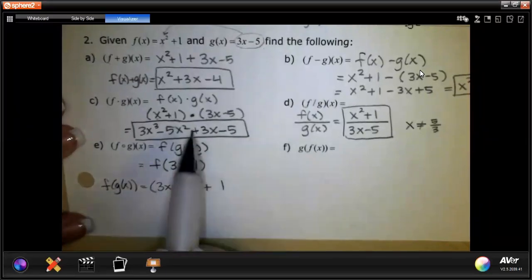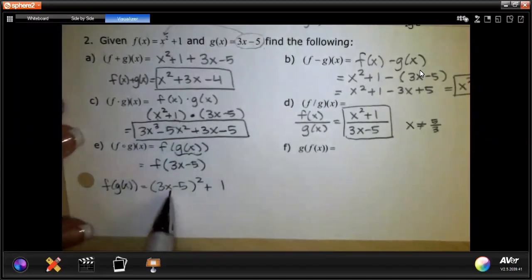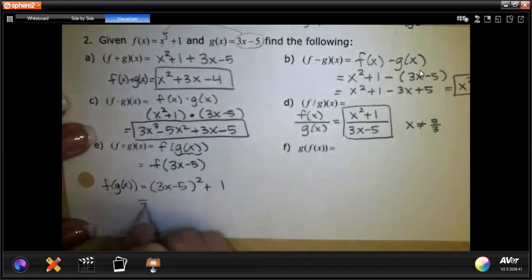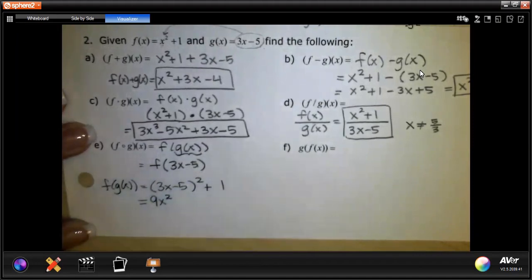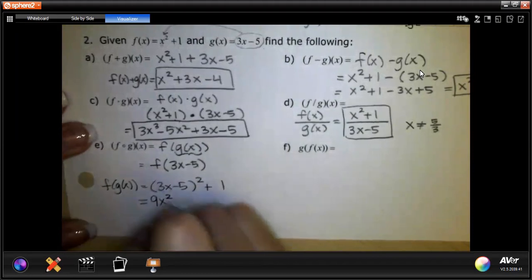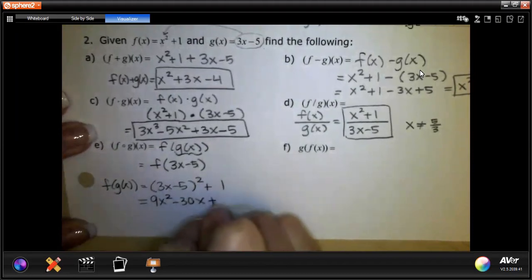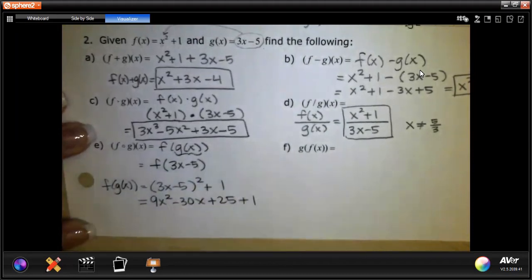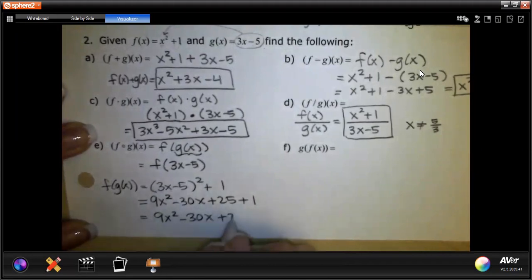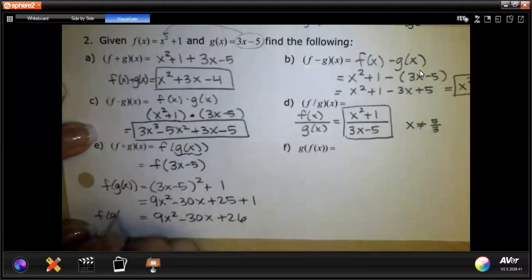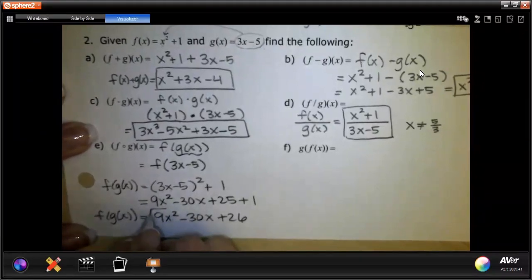And then to simplify, just like we did here where we multiplied, you would FOIL or distribute or use the box, whatever you use, for 3x minus 5 squared. That is 9x squared minus 30x plus 25 plus 1. I combine my like terms. And there is f of g of x.